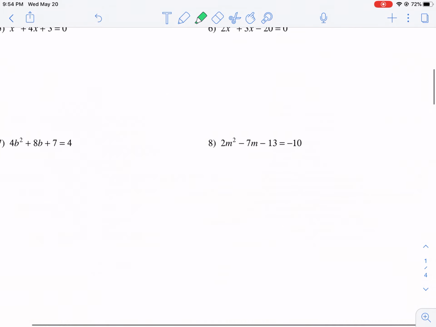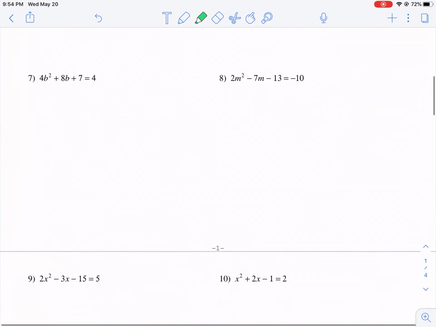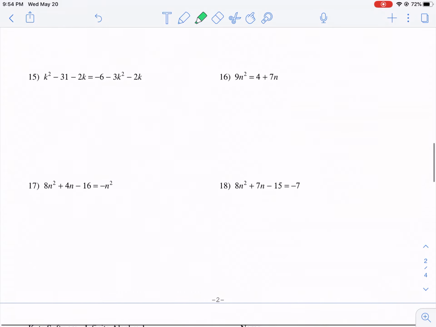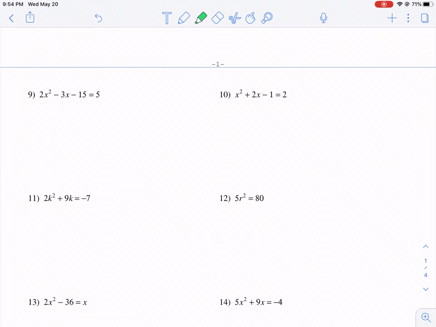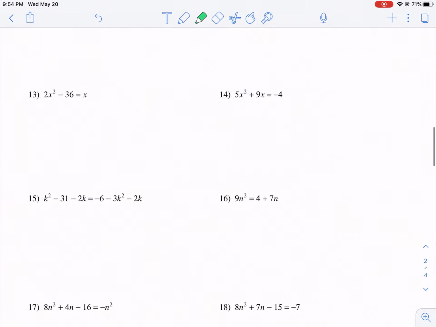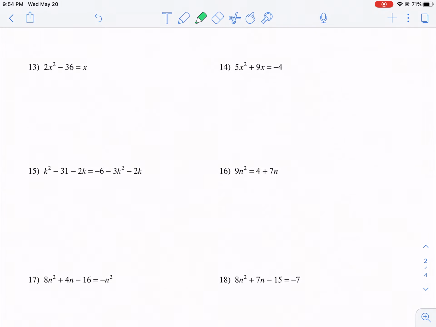All of these are exactly like that. It's very repetitive. I would never make my students do all of these. That's ridiculous. So let's do one that's pretty difficult on paper. Let's go ahead and do, I don't know, 15 looks tough, I guess.